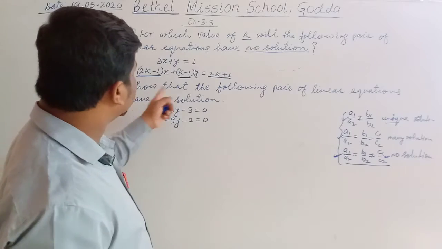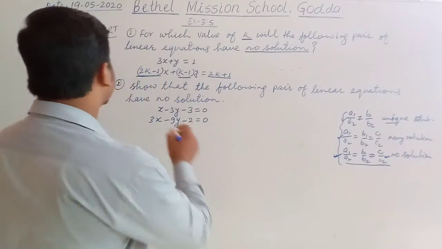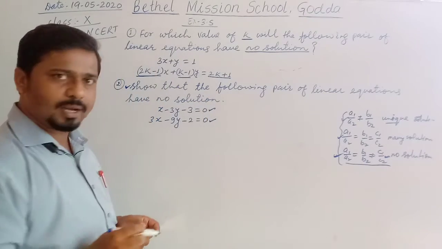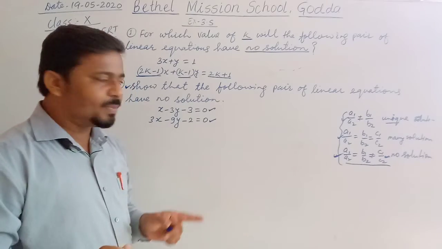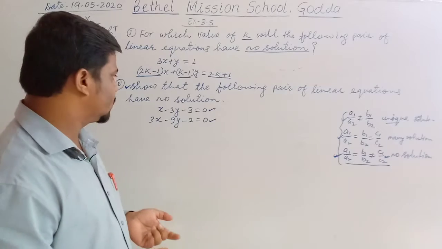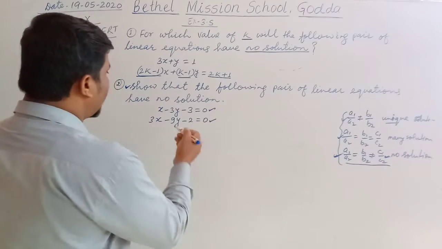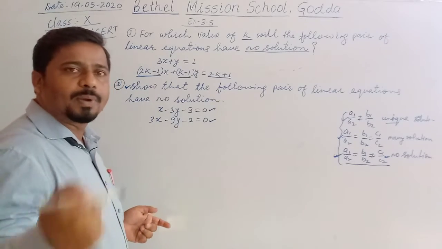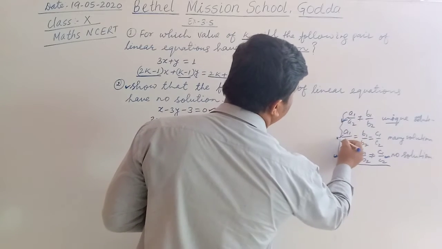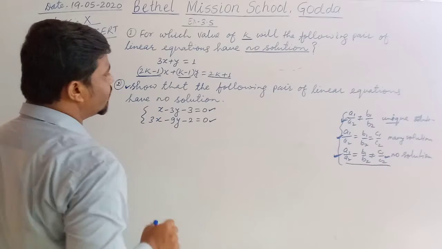Another question is, show that the following pair of linear equations have no solution. Here it is asking to show, means two equations are given and we have to prove that these two equations have no solutions. So how will we prove? By finding a1 by a2, b1 by b2 and c1 by c2, and after that we will see under which property these equations come.